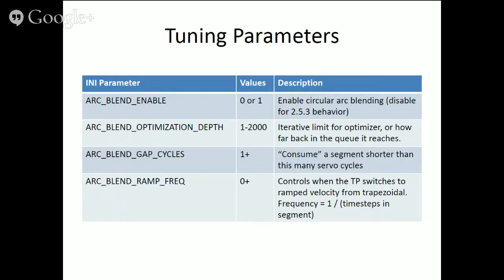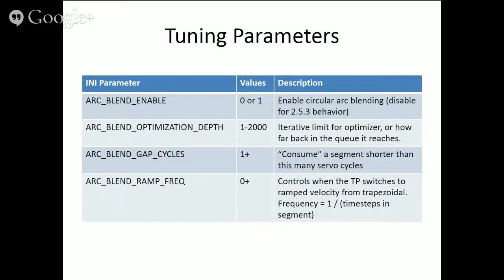So the first one is obvious, right? The enable parameter, just turn on arc blending. The optimization depth controls how far back in the queue you want to iterate over. I haven't seen any reason to limit this, but if you're on a platform with very limited processing power, conceivably you could save some power by keeping that low. In practice, because it's done only once every new segment, I don't think there's a need to limit it, but it's there.